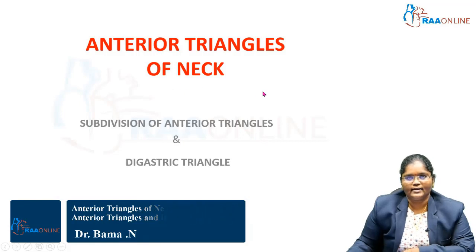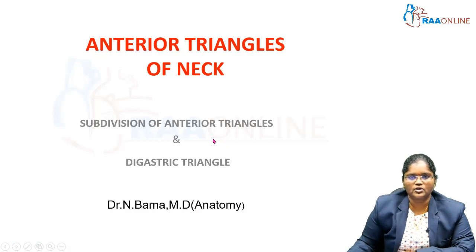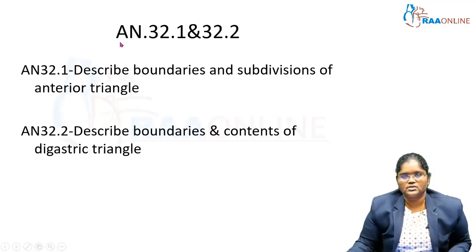Today's class is anterior triangle of the neck, in which first we'll discuss the subdivisions of the anterior triangle and the digastric triangle. The competencies related to this are AN 32.1 and 32.2, in which at the end of the session the student should be able to describe the boundaries and subdivisions of the anterior triangle and to describe the boundaries and content of the digastric triangle, which comes under AN 32.2.